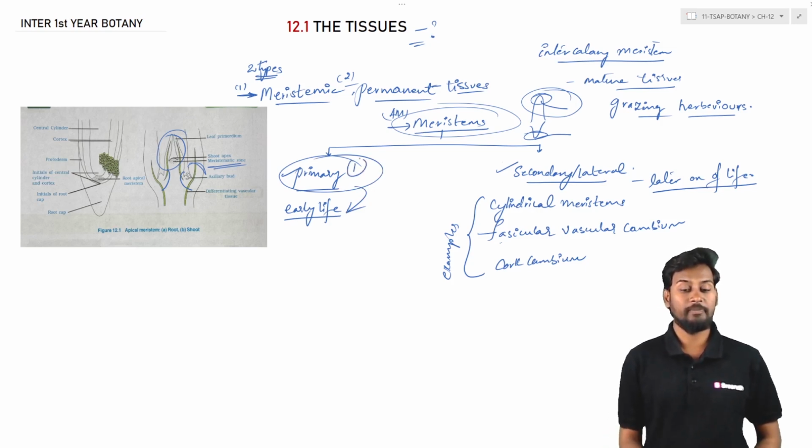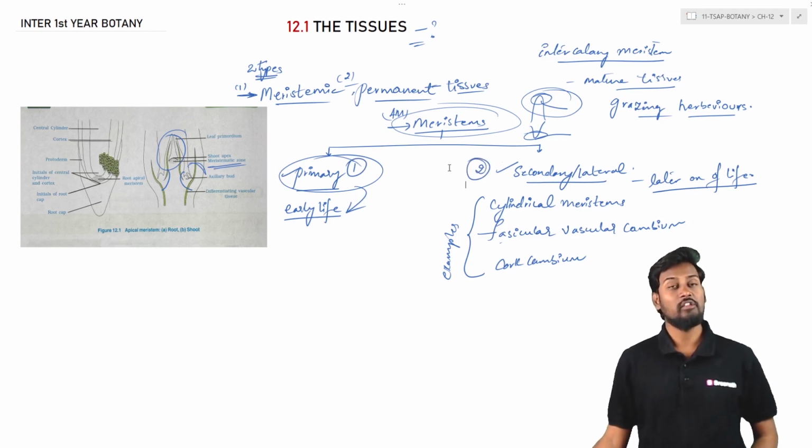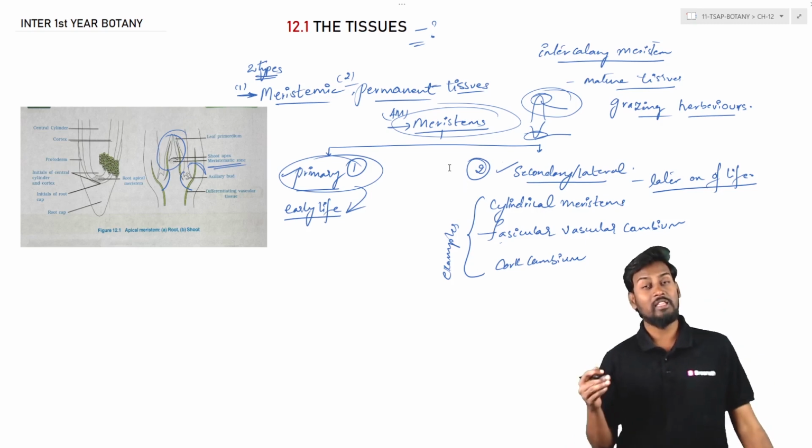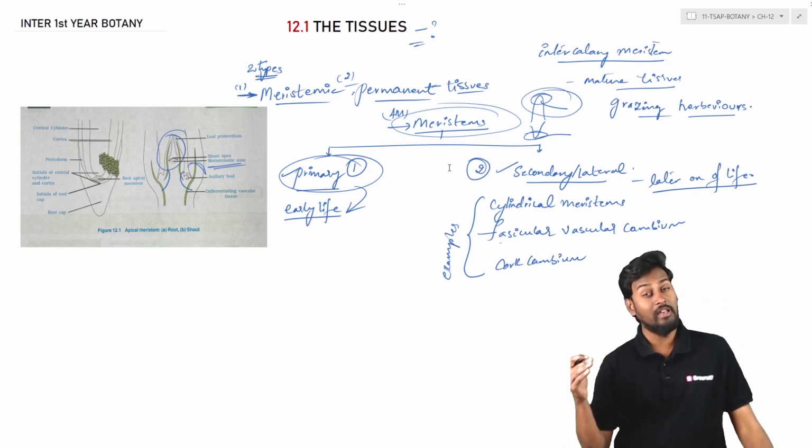The second one is the secondary or lateral meristem. These are generally present in the later stages of life, and they are the ones which will continue in the later stages of life.